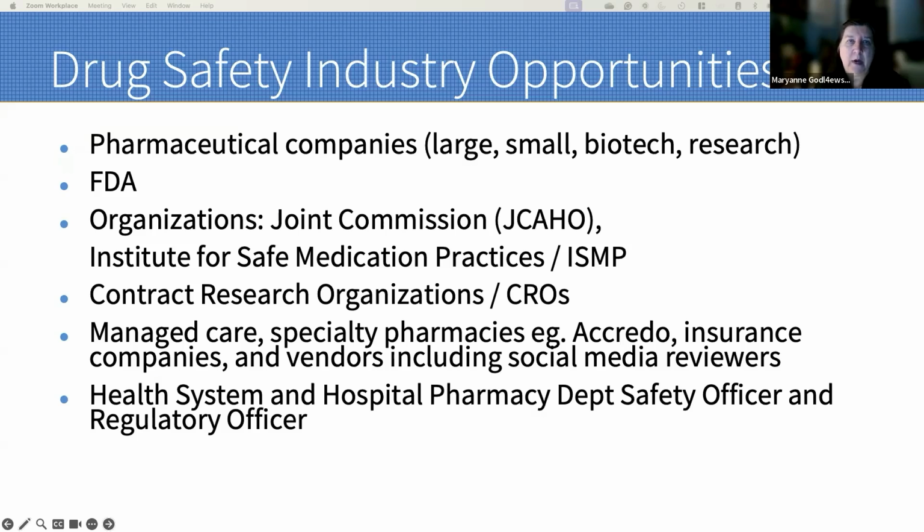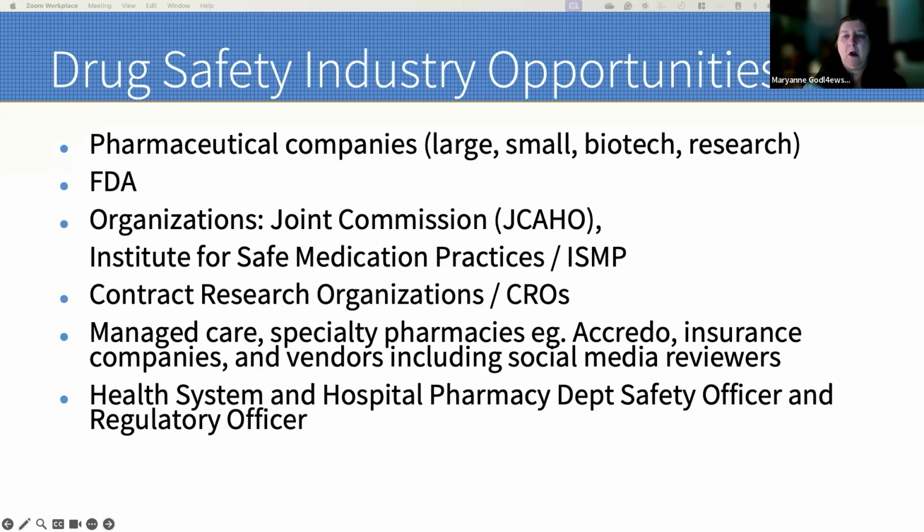This is just a list of some other industry-related areas where you could find a role: drug safety. And I know that the FDA even has a rotation that you could do as a PharmD student. The Institute for Safe Medication Practices, I believe they're in Pennsylvania, has a fellowship program as well. I think it's a 1-year or possibly a 2-year program. There are always opportunities for drug safety, as well as all those other organizations I listed, managed care, specialty pharmacies.